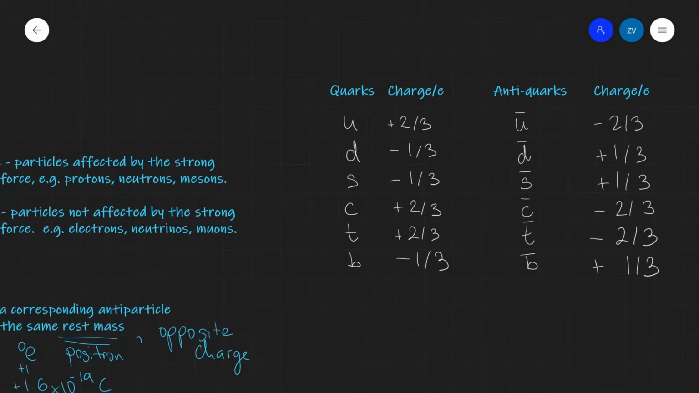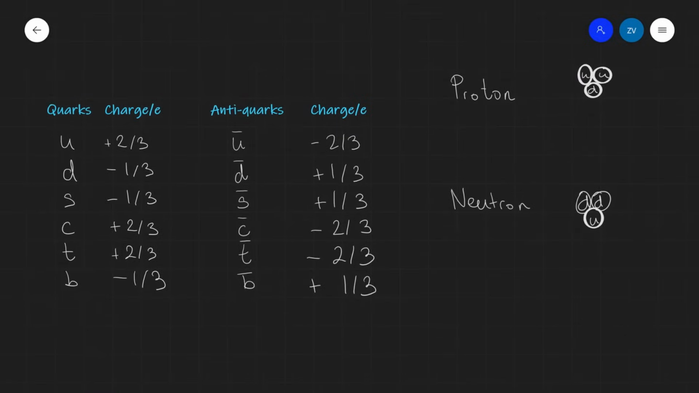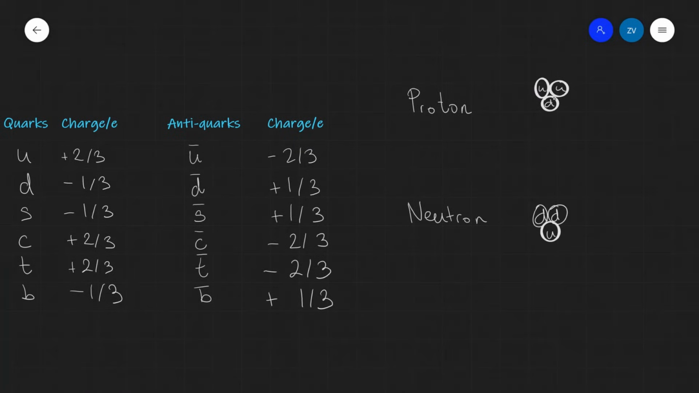So what are protons and neutrons actually made of? Well, protons and neutrons are not fundamental particles. Mesons as well, they're not fundamental. They're all made out of quarks. So a proton, for instance, consists of two up quarks and a down quark, and a neutron consists of two down quarks and an up quark.